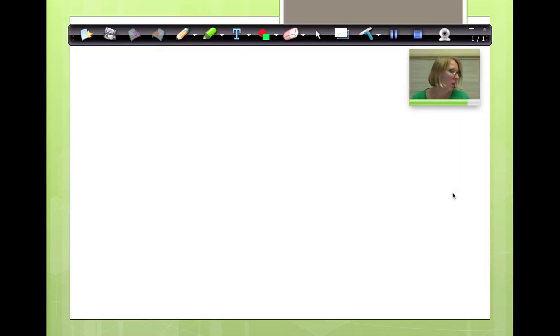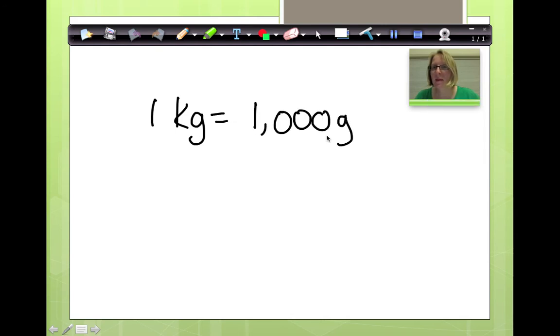Okay. The first thing we need to talk about is liters. Now we've done kilograms, we've done grams. We know that 1 kilogram is the same as 1,000 grams. We also know that 1 liter is also the same as 1,000 milliliters. Remember, this is how we show it.